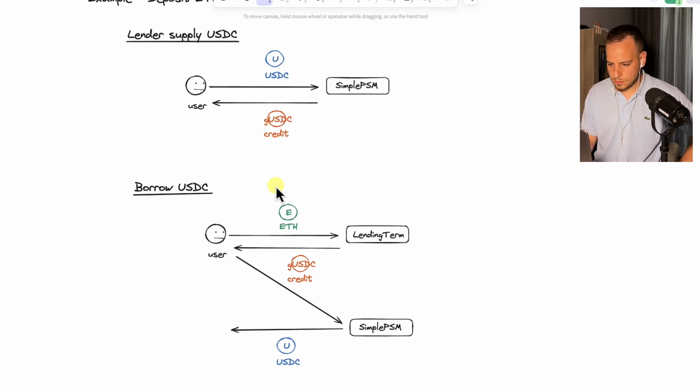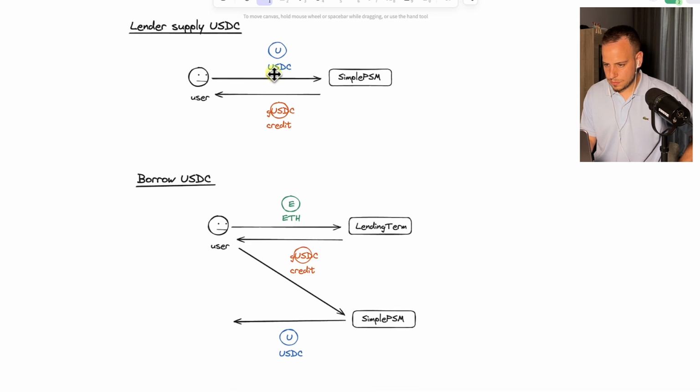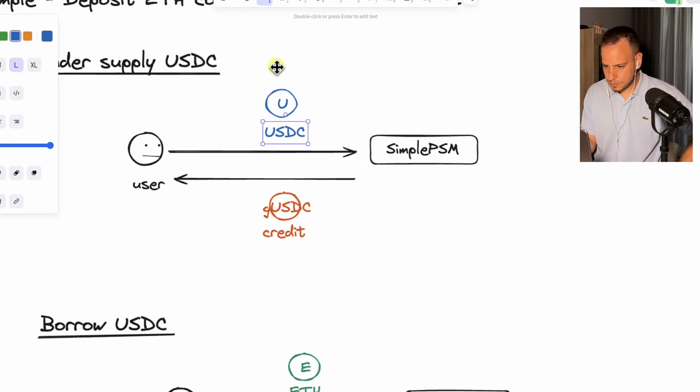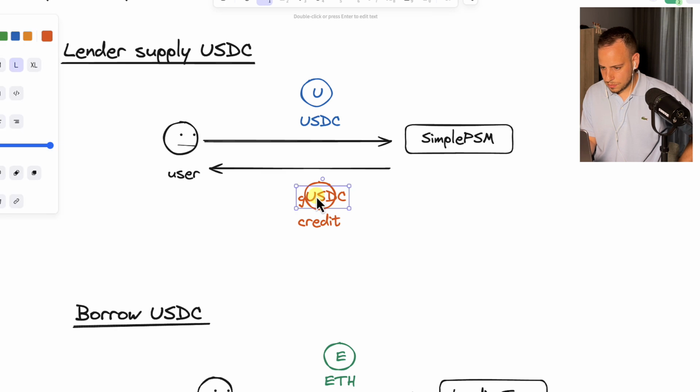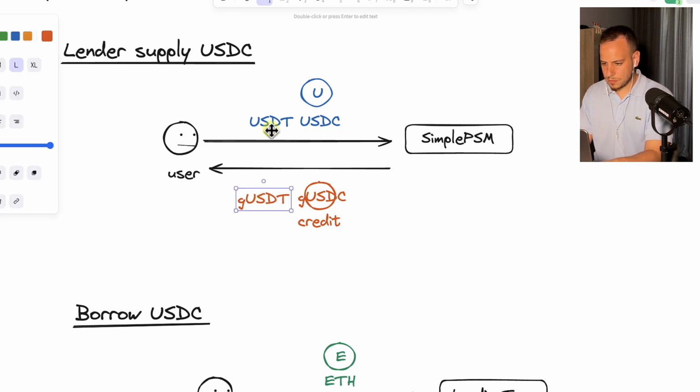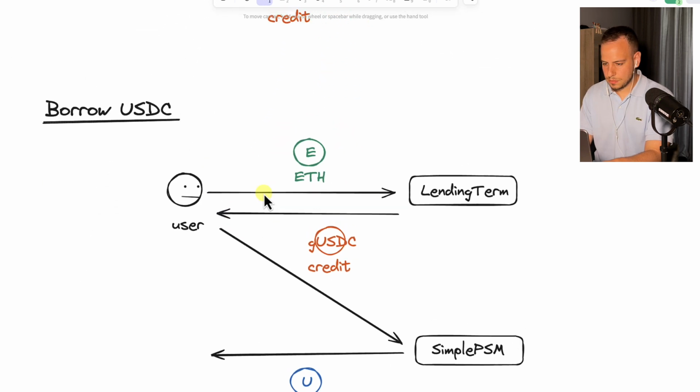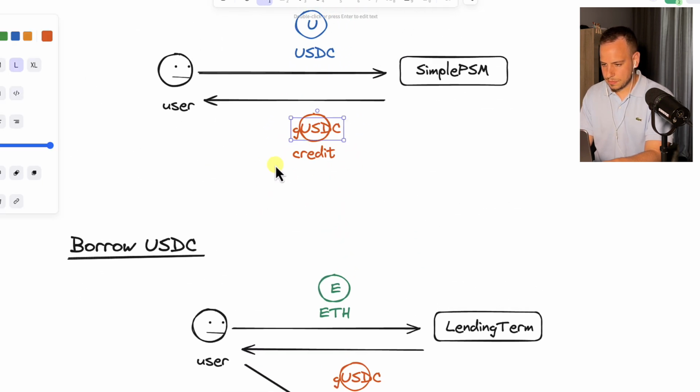For each token that they deposit into the Simple PSM, they get a different credit token. So you might have GUSDC. If you deposit USDT into a Simple PSM that supports USDT, then you will get something like a GUSDT. But for now, they only have support for USDC. So once the user gets credit, GUSDC.